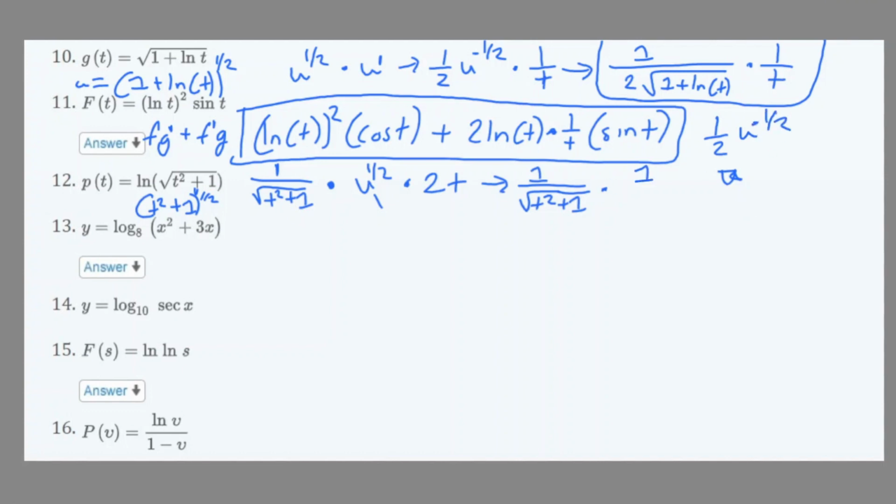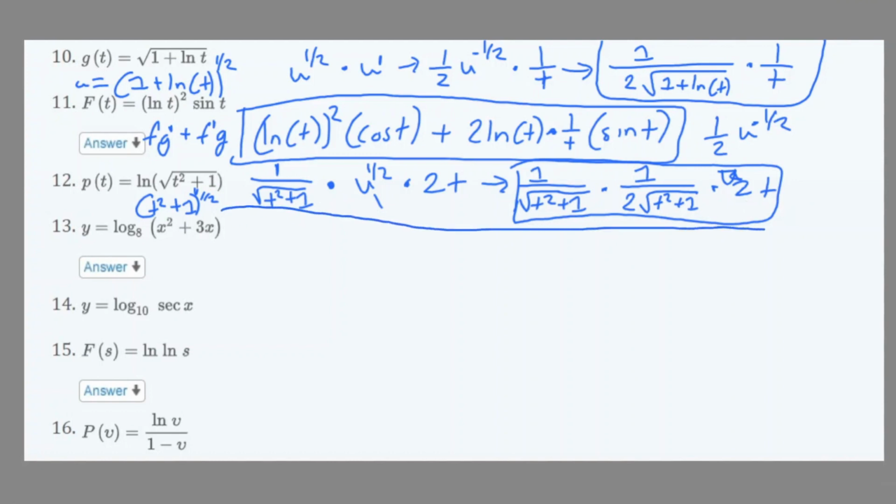So we have multiplied by 1 over 2 radical t squared plus 1, multiplied by 2t. So you could, of course, put all these together. That would just probably give you 2t in the numerator, and then I believe just 2 radical t squared plus 1 in the denominator. But that is your final answer for the derivative of number 12.